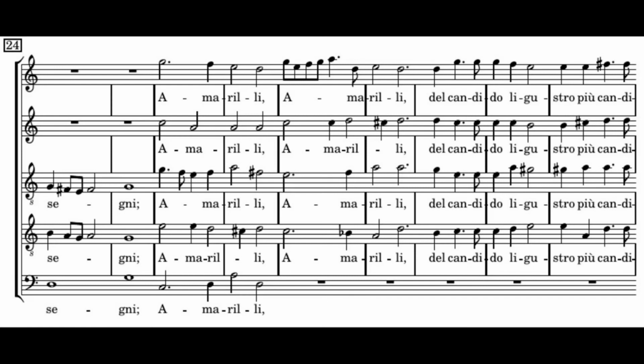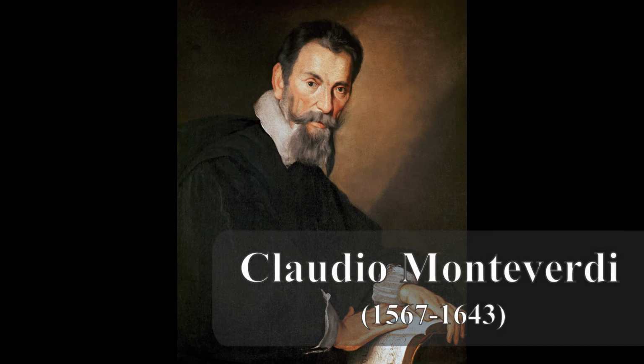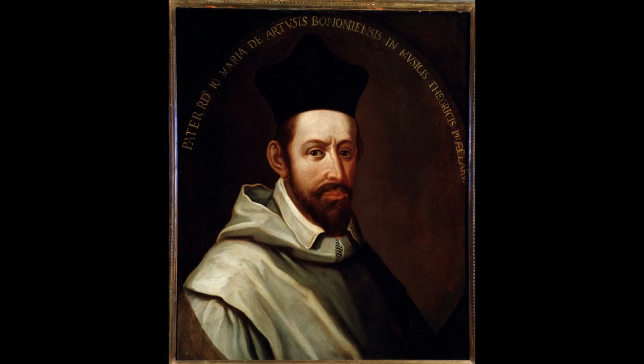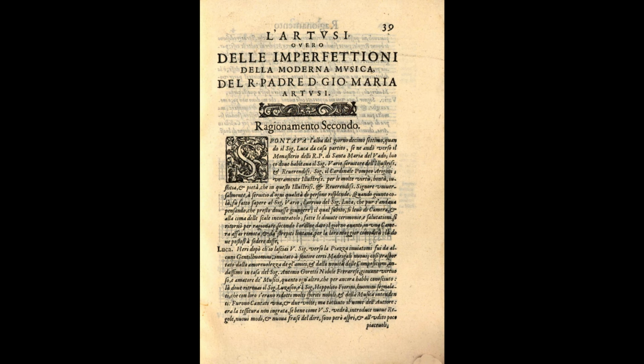A celebrated example of this freedom is Cruda Amarilli by Claudio Monteverdi. Monteverdi is considered a late madrigalist and the first great composer of opera. Not everyone liked this new type of music, though, and he was attacked for his fame by Giovanni Maria Artusi in a 1600 treatise titled Artusi's Book Concerning the Imperfections of Modern Music.